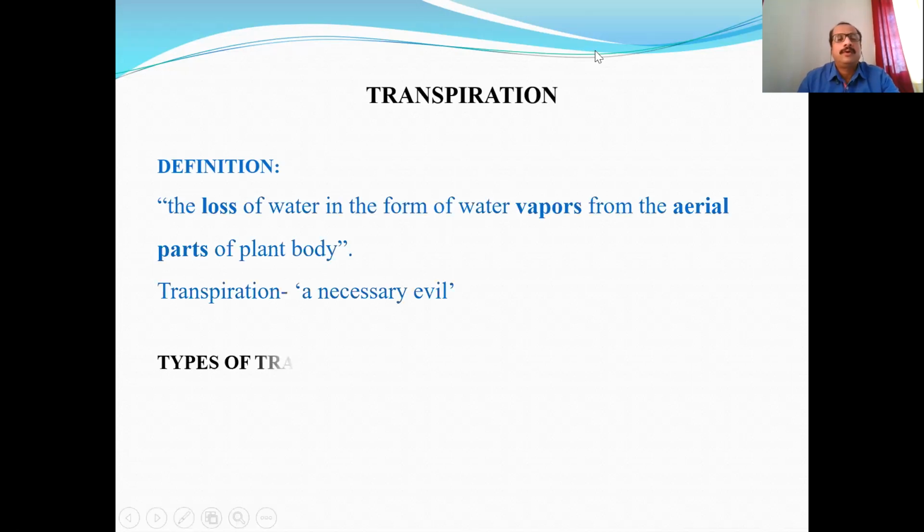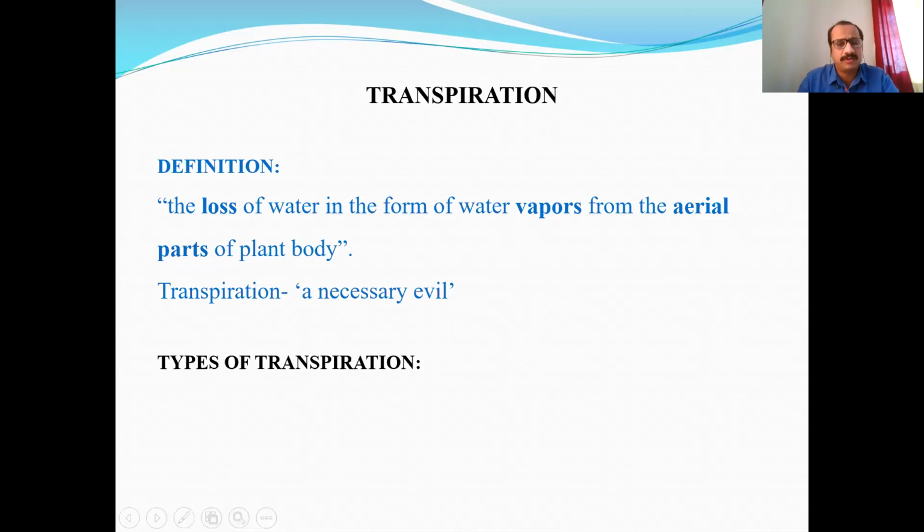Now, on the basis of the aerial parts of the plant, actually all aerial parts of the plant body show the phenomenon of transpiration, but the main transpiring organ is the leaf. Therefore, transpiration through the leaf is called foliar transpiration, which takes place mainly through the stomata, and therefore it is the main type of transpiration, known as stomatal transpiration.